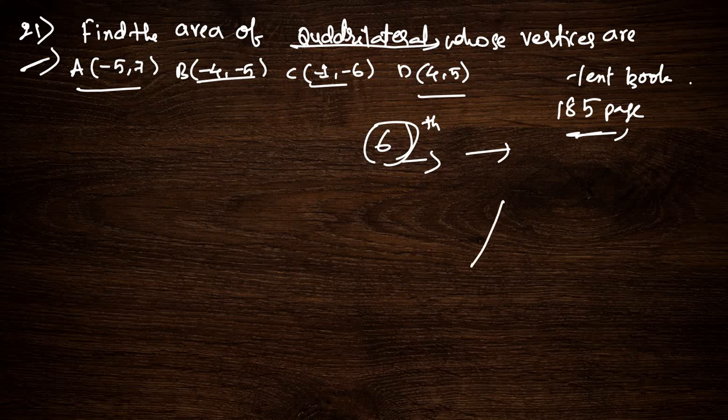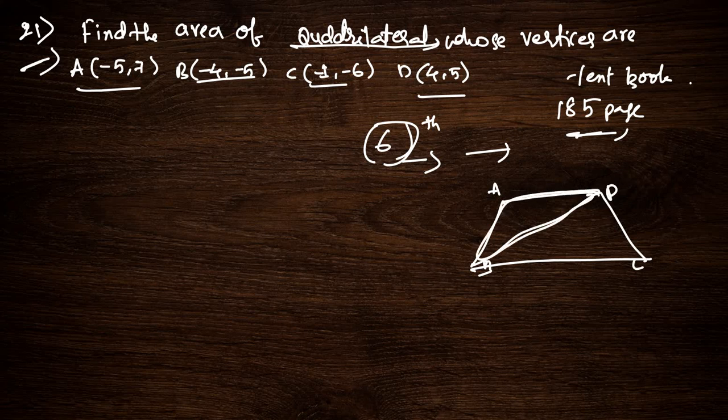So the quadrilateral you will take like this, A B C D. First you have to find the area of this triangle using the area of triangle formula, and after this the area of triangle BCD. After this I have to add both, so we'll get the answer.